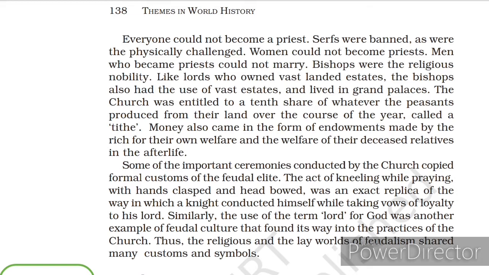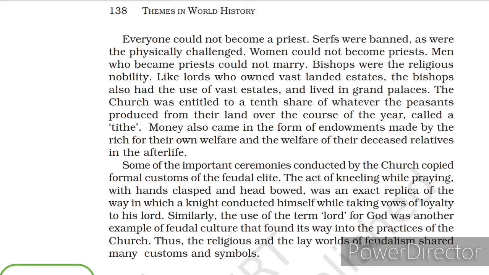And while praying, they have to bow down. Now, it was exactly the replica, the copy, of the way in which a knight conducted himself while taking vows of loyalty. This way of praying was taken from the soldier. When a knight is being given some kind of award by the king, the soldier kneels down in front of the king, then he looks down or bows down, and the king gives him whatever award is being awarded to him. So that posture which the knight followed, they follow for praying in front of God, right?